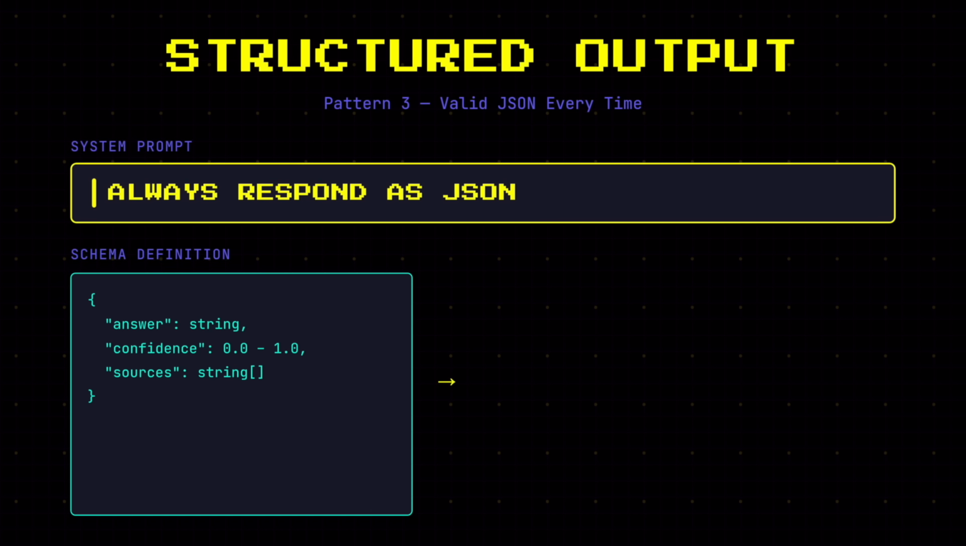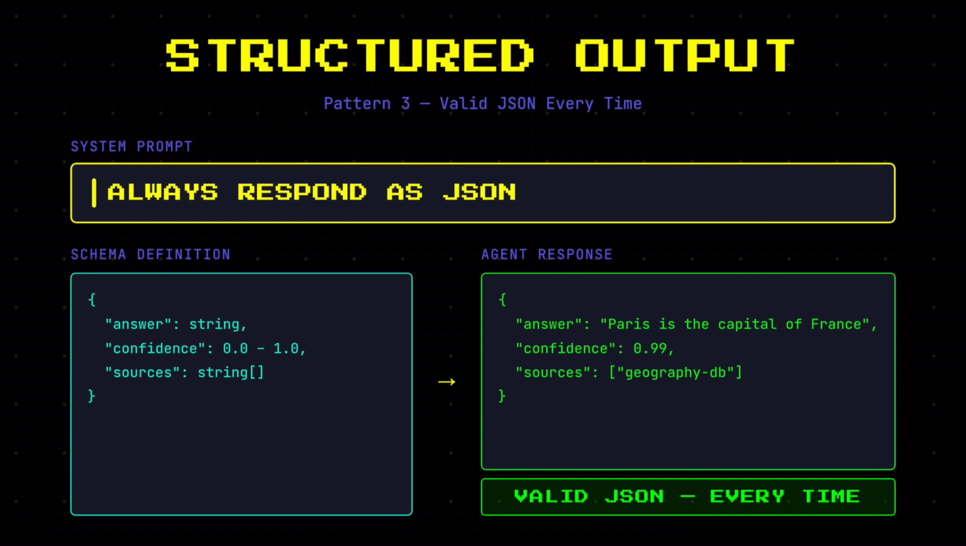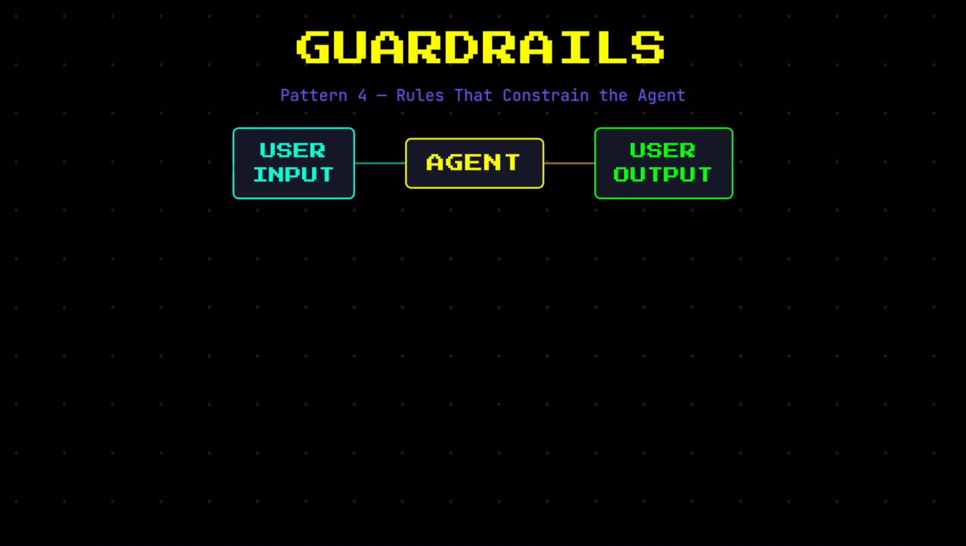The system prompt tells the agent, always respond with valid JSON in this format. Then you define the schema. The agent then responds with perfectly formatted JSON every time. Pattern 4 is guardrails, rules that constrain what the agent can do.